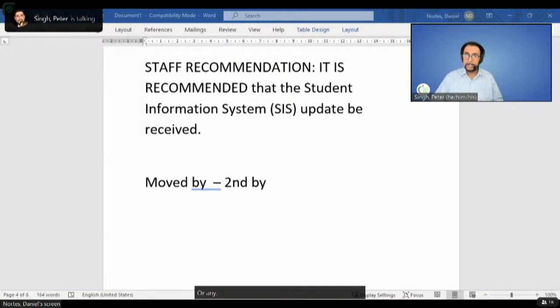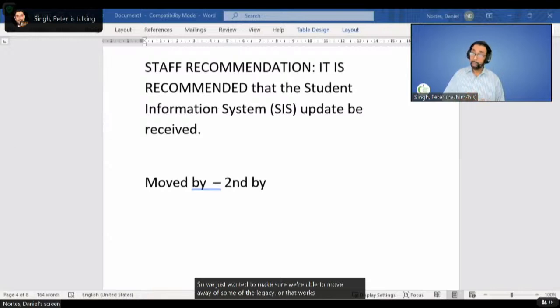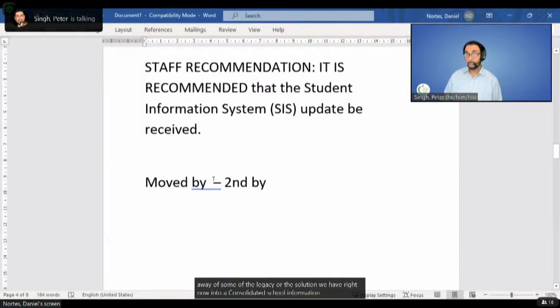Or any digital consent needed, or later on the school might trigger some other forms, part of the needs year round. So all that activity gets consolidated into a single site, and parents actually stay connected to our ecosystem behind the scenes. We wanted to make sure we're able to move away from some of the legacy solutions we have right now into a consolidated school information system. That's the intent why we wanted to bring all this functionality into a single space.